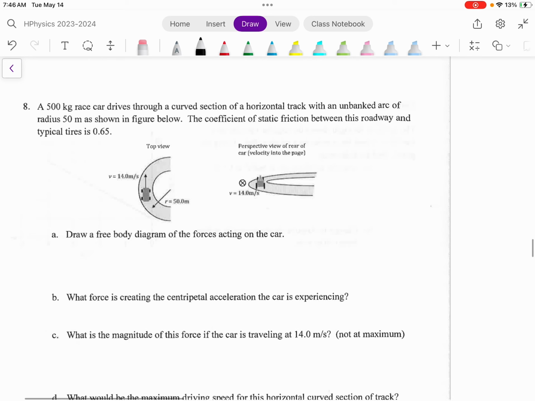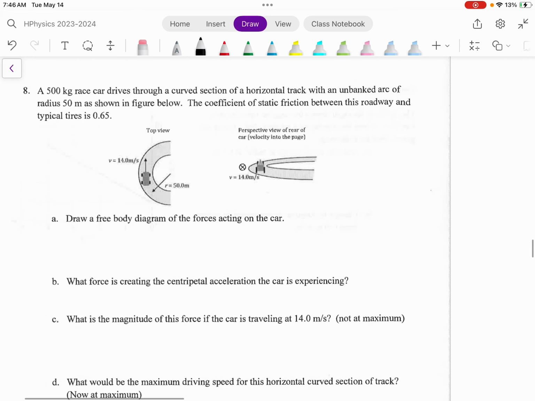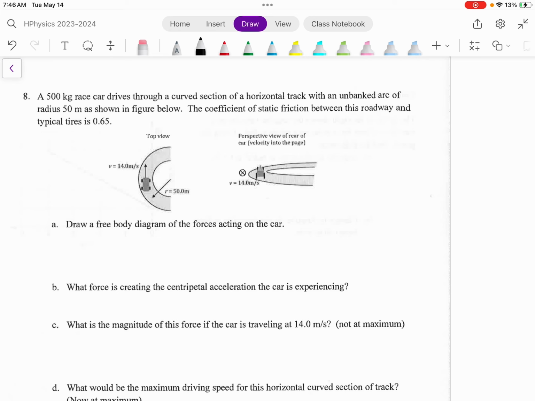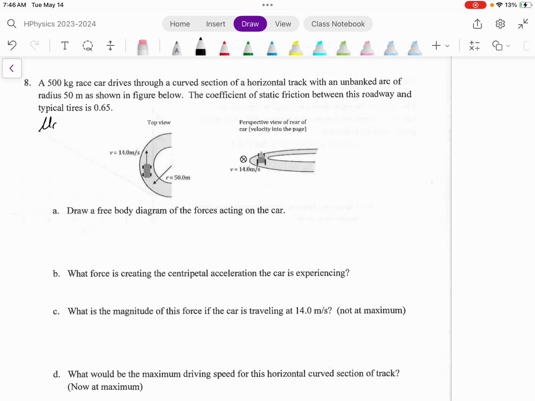All right, a 500 kilogram race car drives through a curved section of a horizontal track with an unbanked arc of radius 50 as shown in the figure. The coefficient of static friction between this roadway and typical tires is 0.65. So they just gave me mu sub s is equal to 0.65. They gave me the mass of the car was 500 kilograms. They gave me the radius of the circle that the car is turning through as 50 meters. That's all they gave me. Draw a free body diagram acting on the car.